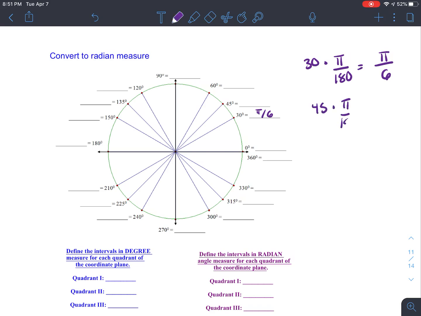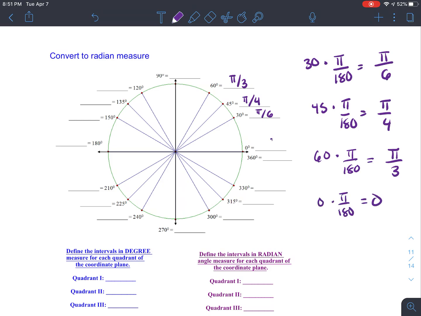So let's do 45. I think we already converted that in the last one, but it's okay. We want to convert 45 over 180. That reduces to 1/4, so we get pi over 4. And we'll put that there. And last but not least, 60 is going to be pi over 180. And 60 over 180 reduces down to pi over 3.